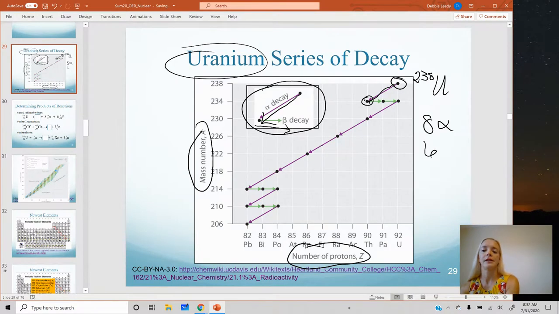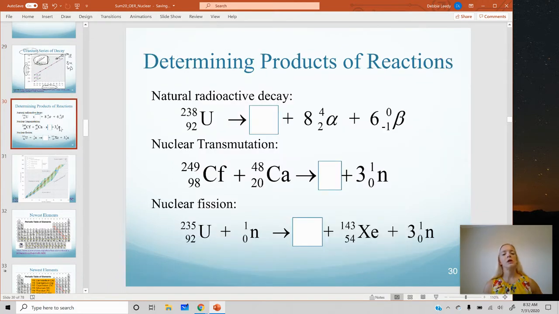6 beta decays. And so instead of having to write a total of 14 separate reactions, we can actually put all of these reactions together in one equation. And so what's more common is this first example, where we're showing the multiple steps that are happening. In this reaction, we can still predict our daughter nuclide. Now we just have to do a little bit more math.